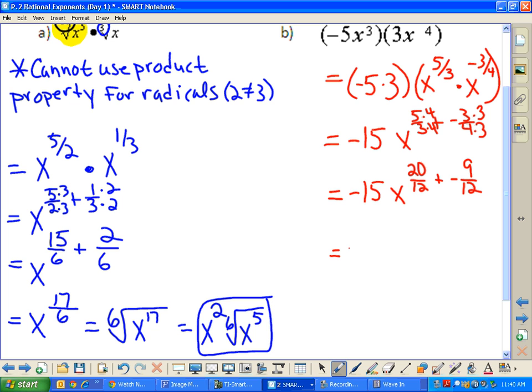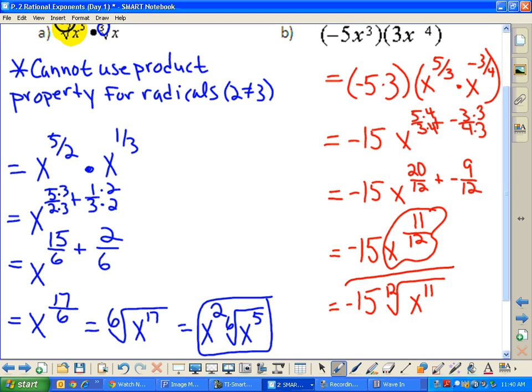And then I can do that addition. The denominator just comes along for the ride. And then 20 plus negative 9 is 11. It did say write the answer as a simplified radical. So this piece right in here, I have to write that as a radical. That's the only piece, why I circled that, that's the only piece that has the exponent attached to it. So the negative 15 actually stays put. And then if I want to write x to the 11/12 as a radical, that's the 12th root of x to the 11th power. And that's actually done.